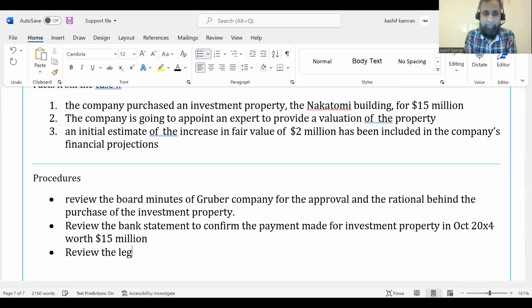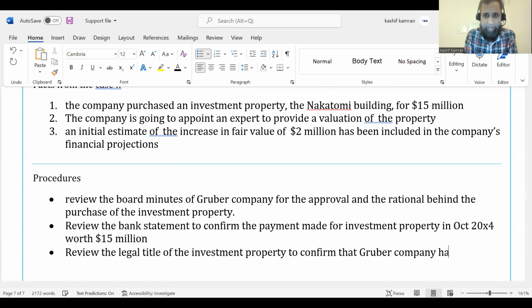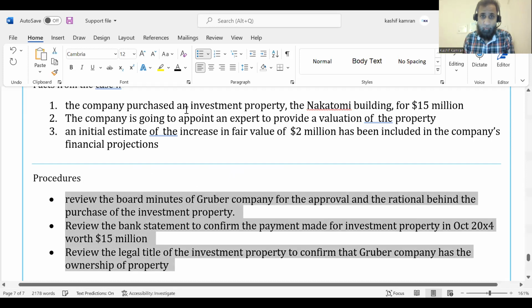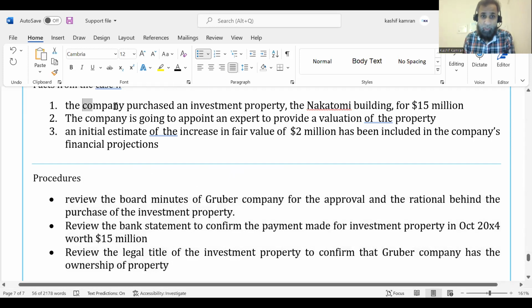Review the legal title of the investment property to confirm that Grubber company has the ownership of the property. So whenever we purchase a property, we do check the title deeds, right? We do check the title deeds of the investment property to confirm it really belongs to Grubber. So the company purchased, how many procedures have I got on it? 3. The company is going to appoint an expert.